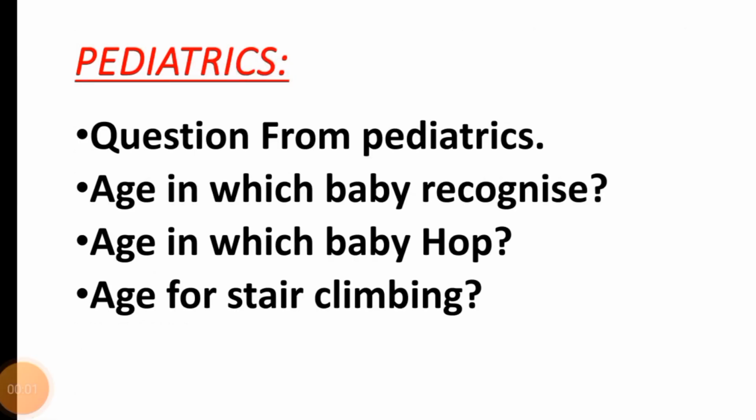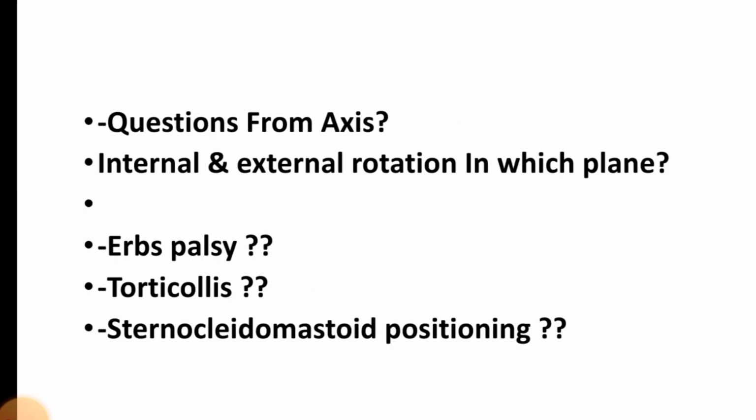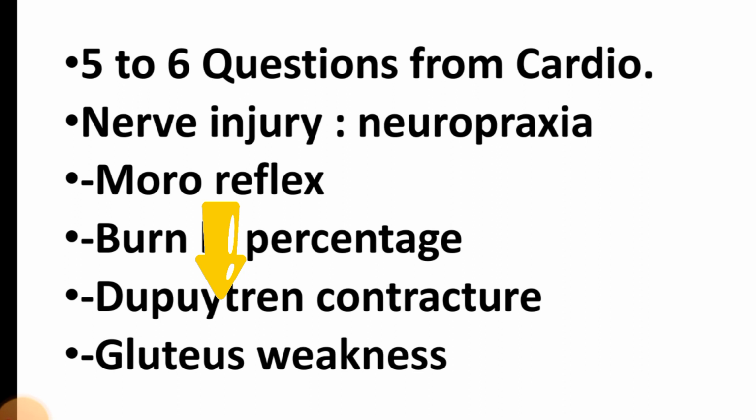There were questions from pediatrics: age in which baby recognizes, age in which baby hops, age for stair climbing. Questions from axis: internal and external rotation in which plane, Erb's palsy, torticollis, and sternocleidomastoid positioning. 5 to 6 questions from cardio, nerve injury, neuropraxia, Moro reflex, burn percentage, Dupuytren contracture and gluteus weakness.